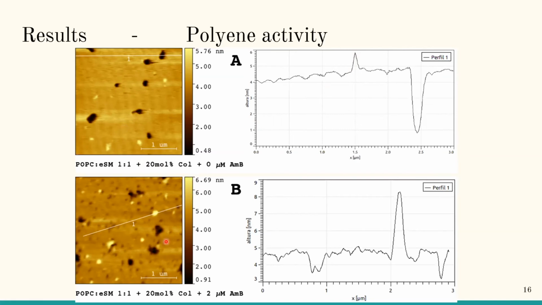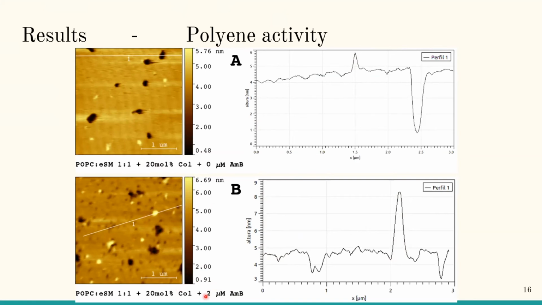When we add Amphotericin B at 2 micromolar in the solution, you start to see this damage on the POPC membrane and aggregation. This is not the size of one domain. This is from 5 to 8, so this is almost a 3 nanometer difference. So it starts to aggregate.